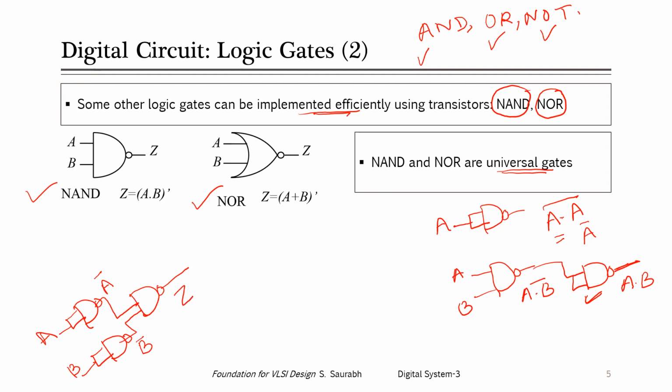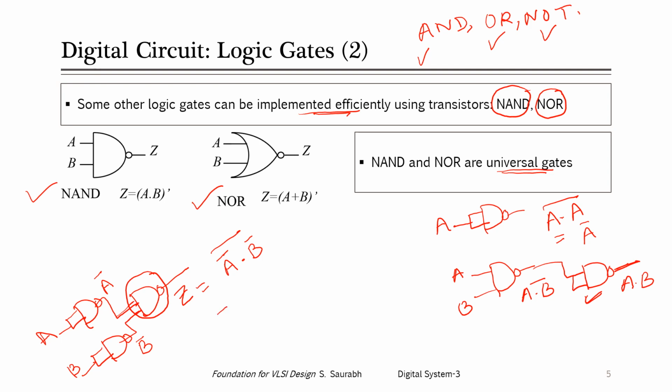Now what is this Z? We can write Z is equal to (A complement dot B complement) whole complement. We have just seen that the inputs to this NAND gate are A complement and B complement. Therefore, since this is a NAND gate, Z will be nothing but (A complement dot B complement) whole complement.